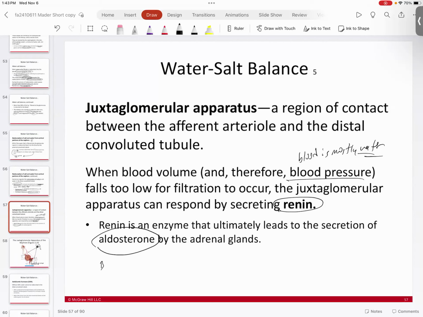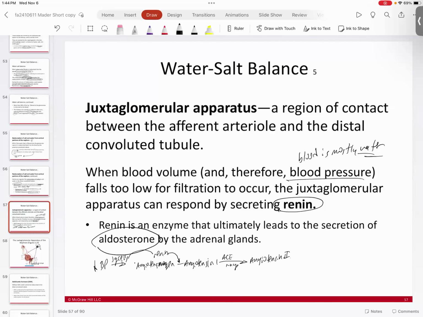So your low blood pressure, okay, I'm going to put it all together here, will basically be sensed by the JG cells. And the JG cells will basically secrete renin, which will turn angiotensinogen into angiotensin 1. So that's what renin does. And then angiotensin 1 will go to the lungs and be converted by an enzyme called the angiotensin converting enzyme into angiotensin 2.